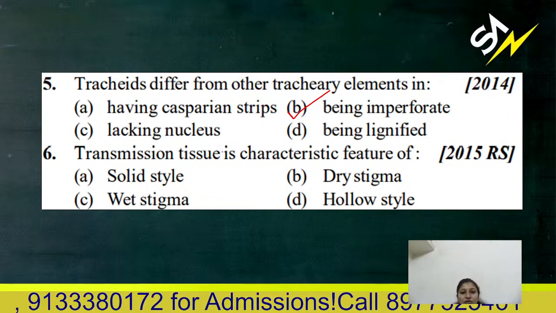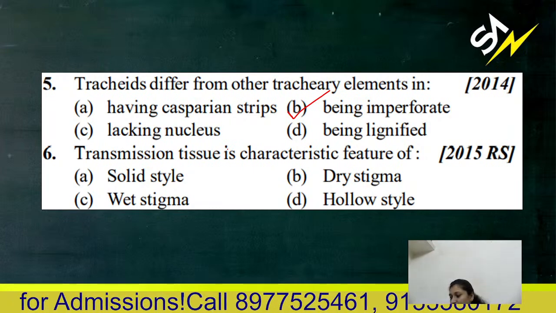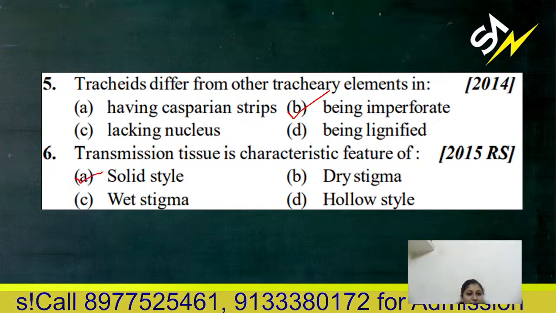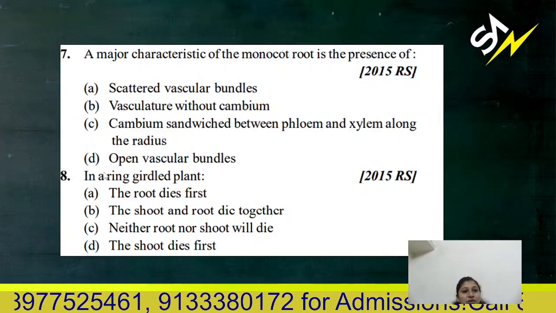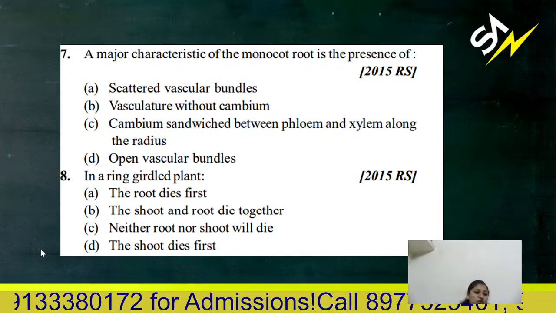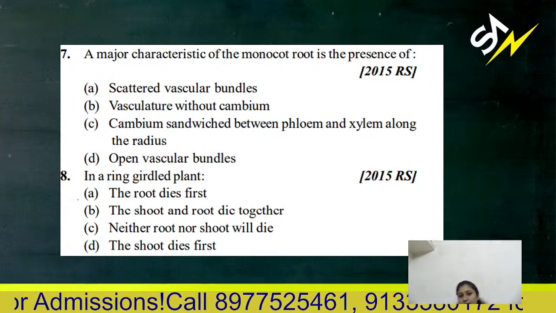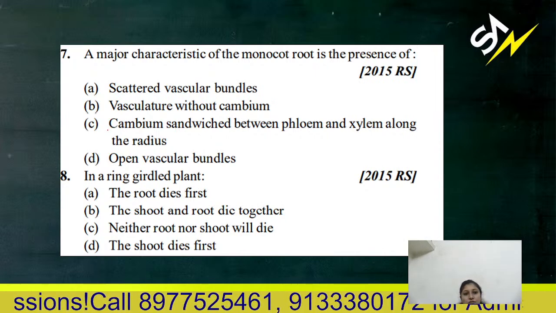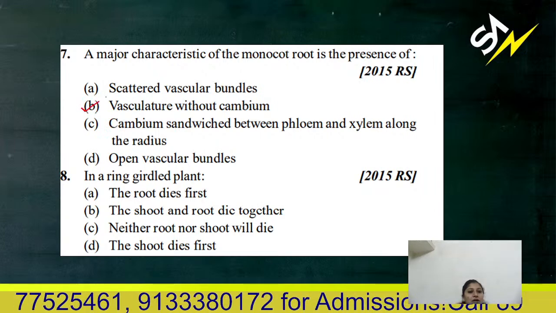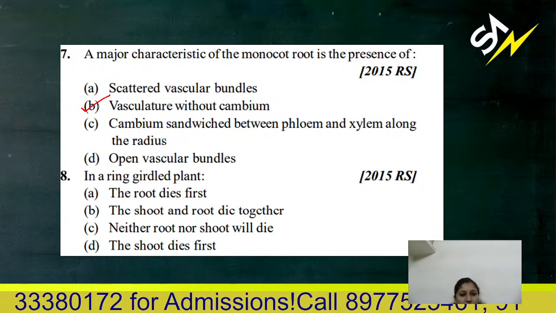Transmission tissue is a characteristic feature of what? Solid style. Then a major characteristic of monocot root is presence of, what is a major characteristic of monocot root? Presence of vascular bundle without cambium.